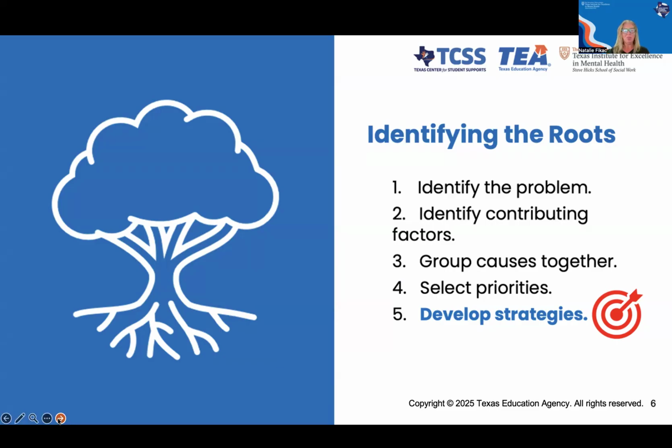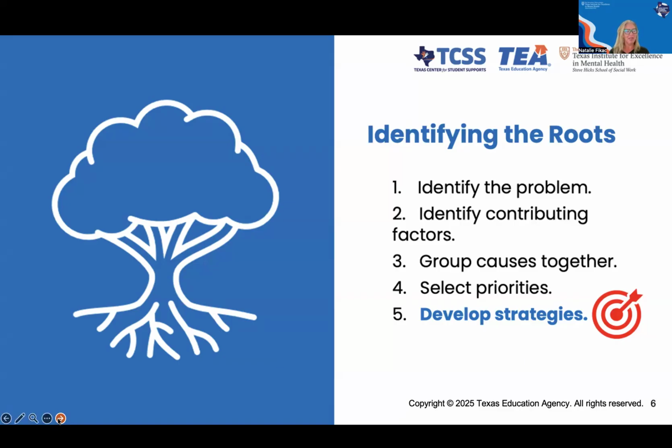The purpose of group and synthesize the potential root causes together is to inform team understandings. Step 4, select priorities. Prioritize root causes that are actionable and relevant to your goal. A team might ask themselves, which causes should we address first to have the greatest impact? The purpose is for the team to select priority causes based on data and team consensus.